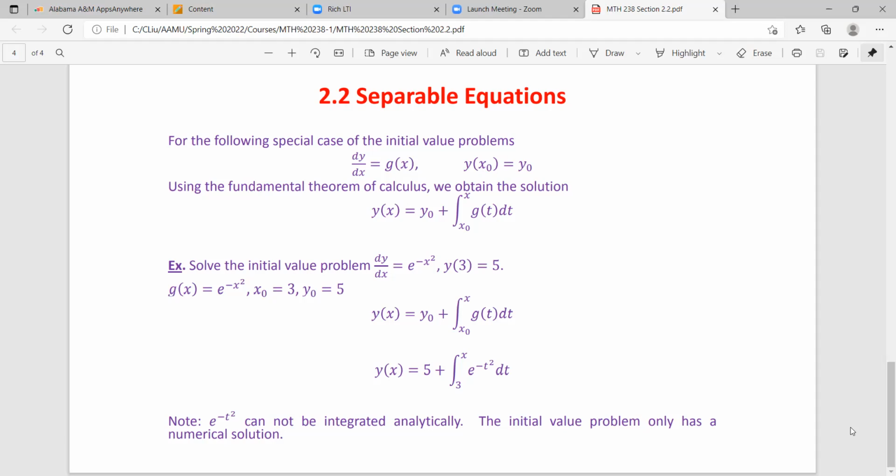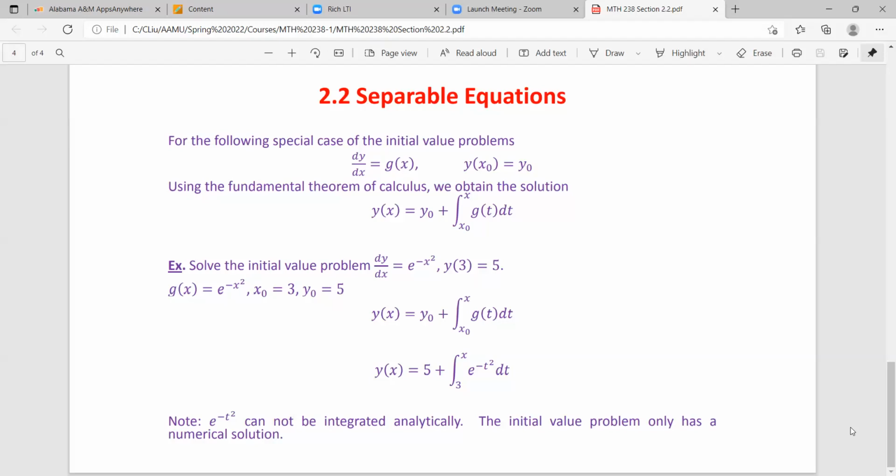But in case the right hand side of the differential equation is just a function of x, then you can just integrate on both sides directly to find the solution with the initial condition y of x0 equal to y0. All right. So if you use the fundamental theorem of calculus, you're going to get a solution equal to the following: y equal to y0 plus the integral of g from x0 to x.